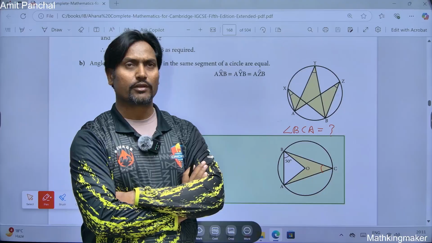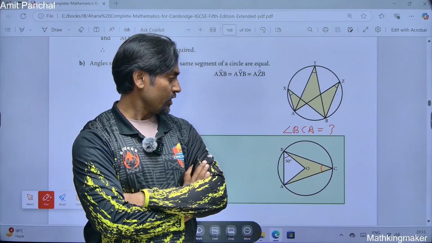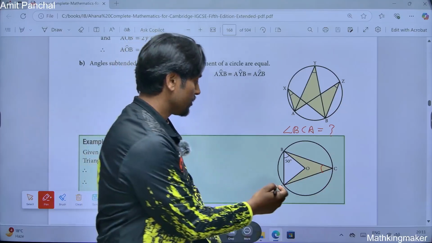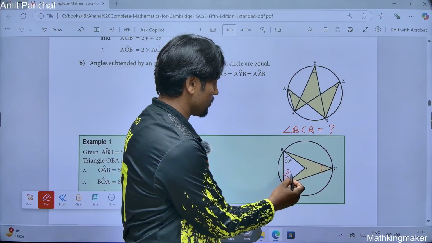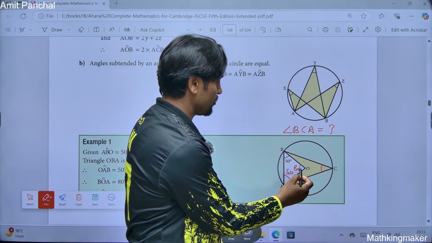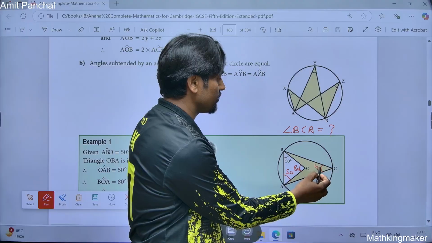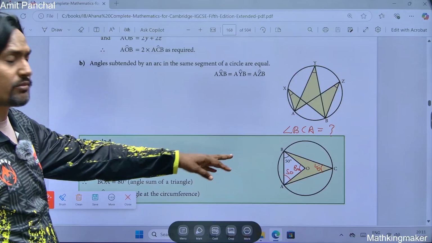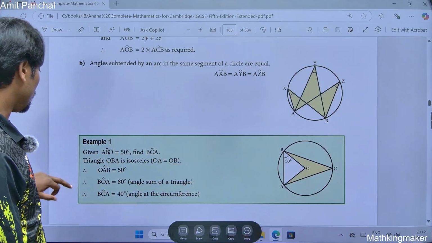40, right? How 40? 50 plus 50 is 100, 180 minus 100 is 80, and 80 by 2 will be 40 degrees. So you can use the first theorem. By the first theorem, it is 40 degrees. Okay, is it simple?